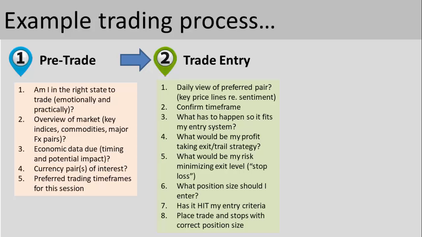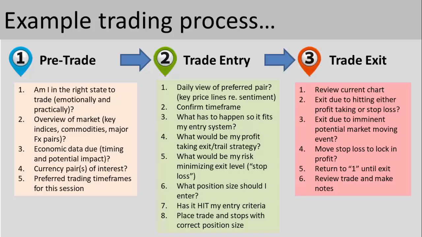So we're going to look at things like a stop loss, and also alongside that, to keep the risk within your tolerable level, we're going to discuss something called position sizing, which simply is how much of a particular currency pair you should enter. And then keep asking the question, has it hit my entry criteria that you decided on before? And if it has, then of course you can place the trades and the stops with the correct position size. Stage 3 is obviously what happens after you enter the trade, ultimately ending up in an exit.